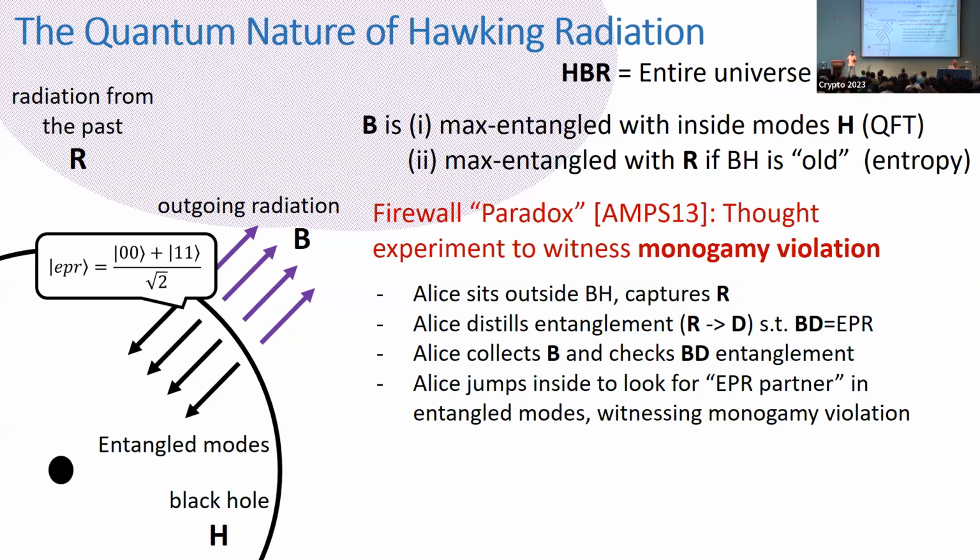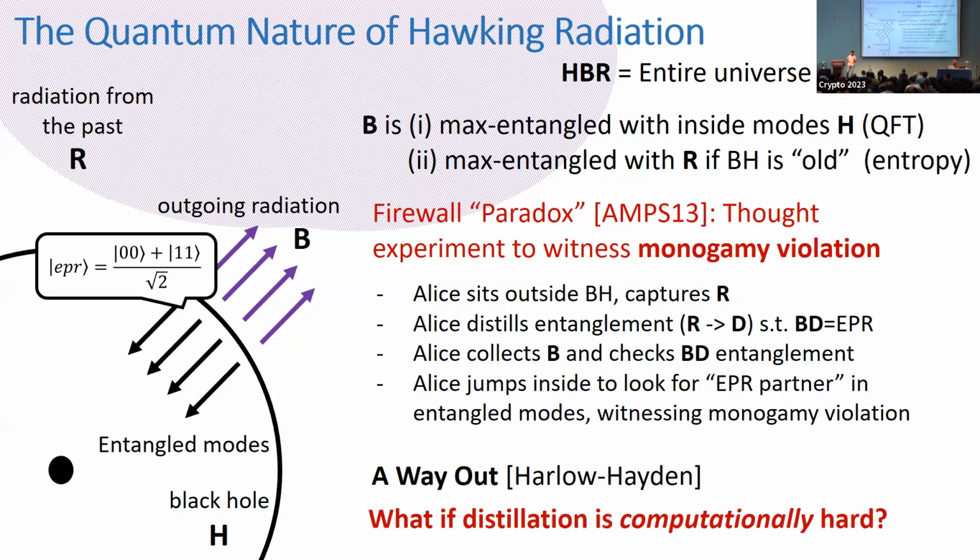And what AMPS propose is that maybe physicists need to change the way they think about the boundary of the black hole, how it behaves. But they don't like to do this for some reason, so they try to find other ways to resolve this paradox. And one way out, which is interesting to us, was proposed by Harlow and Hayden.